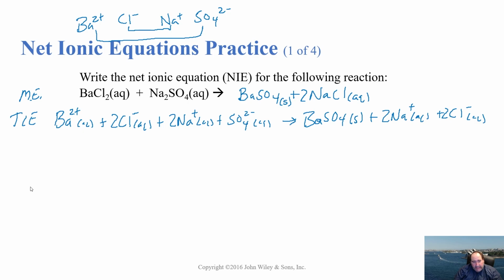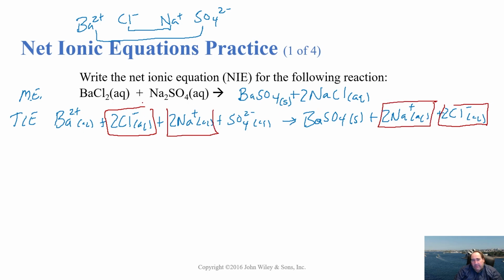So hopefully we could see it, and we did see it, that our chloride in this case on both sides and our sodium here on both sides are our spectator ions, right? So these are our spectator ions.